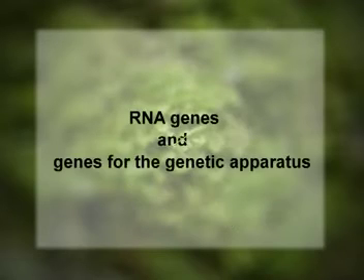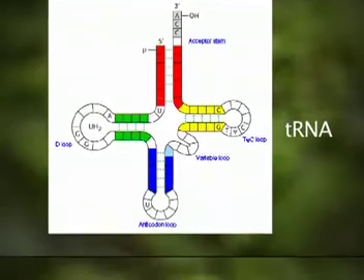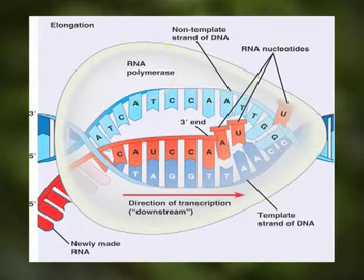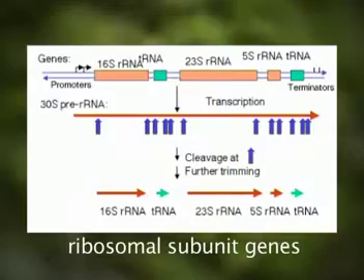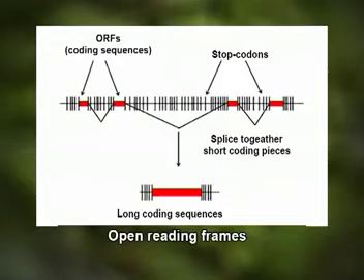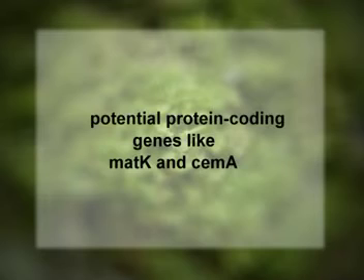The second category comprises RNA genes and genes for the genetic apparatus. This includes transfer RNA, ribosomal RNA, RNA polymerase, and ribosomal subunit genes. The third category comprises conserved open reading frames called YCFs, that is hypothetical chloroplast open reading frames, and potential protein coding genes like matK and semA.